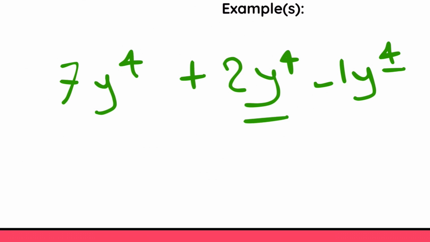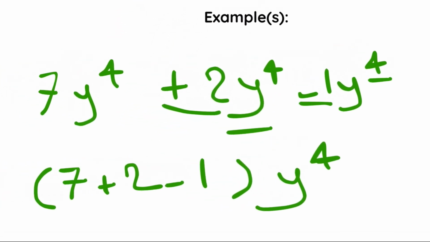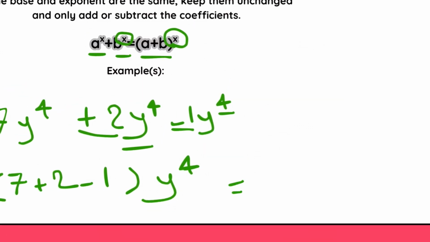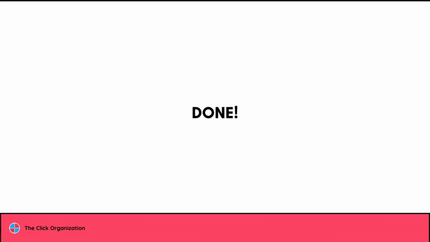So I am going to just add or subtract the coefficients. It's going to be 7 plus 2 minus 1 times y to the 4. So it's going to be 7 plus 2, 9, 9 minus 1, 8. 8 times y to the power of 4. And we are officially done with the rules of exponents.